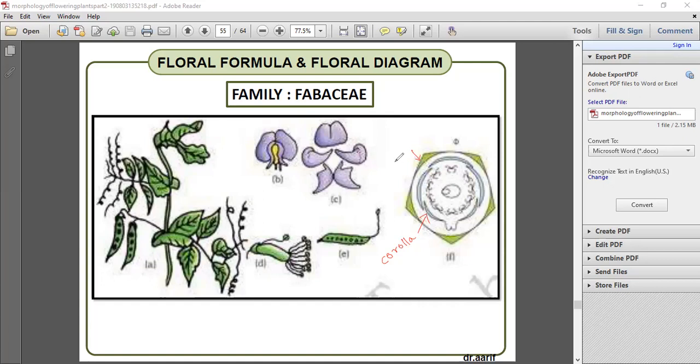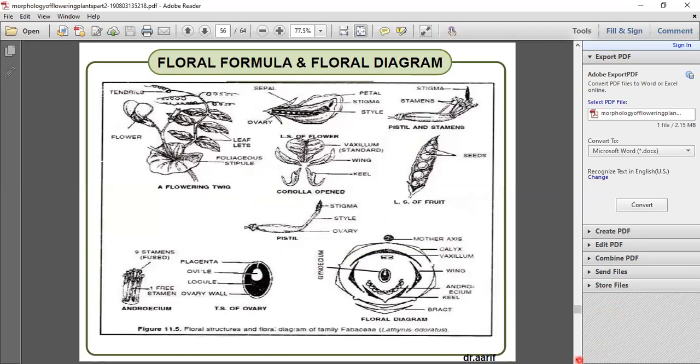Okay. And what about calyx? What type of aestivation is there in the calyx? Consider this part, where everyone is having both the ends out. What type of aestivation is it called? Valvate. Yes. You yourself are new to this system, that's why it takes some time. Once you are habituated with it, it will not take this much time.